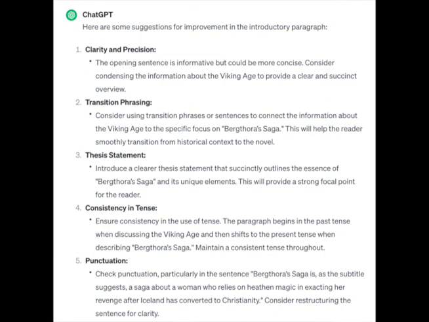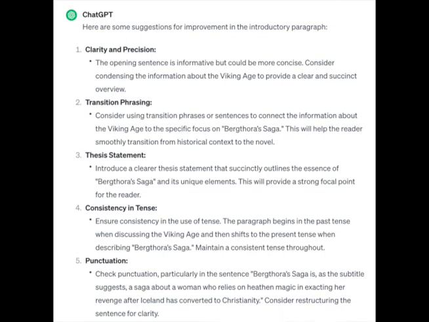Number three, thesis statement. Introduce a clearer thesis statement. This is not an academic paper, so I'm not sure what it is referring to here in terms of a thesis statement. So the first sentence here, Bergþór's saga is, as the subtitle suggests, a saga about a woman who relies on heathen magic in exacting her revenge after Iceland has converted to Christianity. So that's not a thesis. That's an overview of sort of what this book is about.